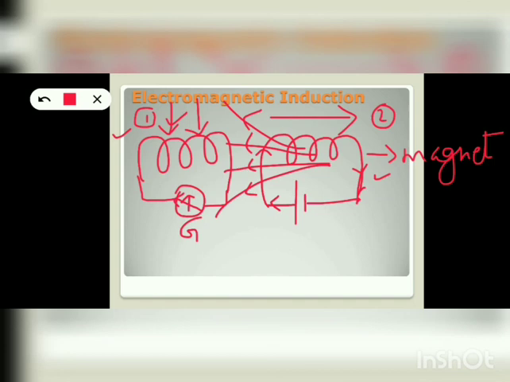Whenever there is a change in magnetic field, a current is induced in the coil.